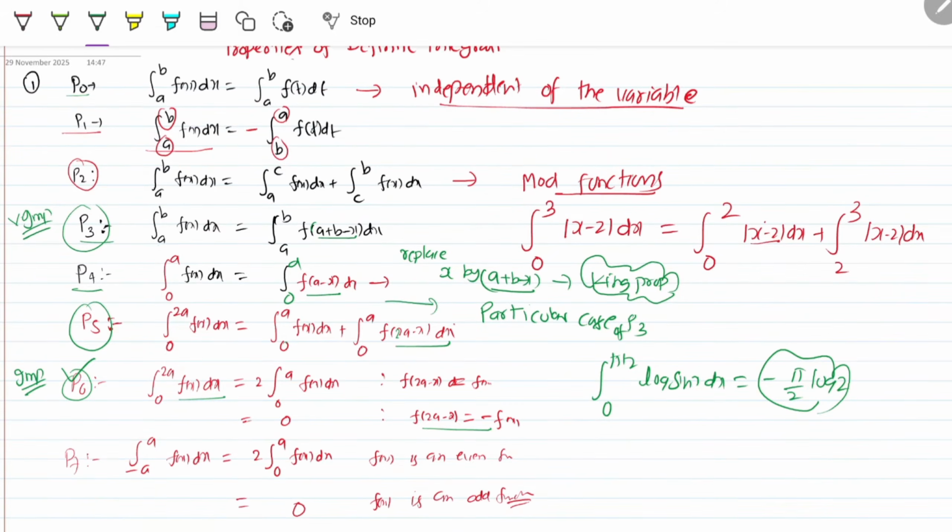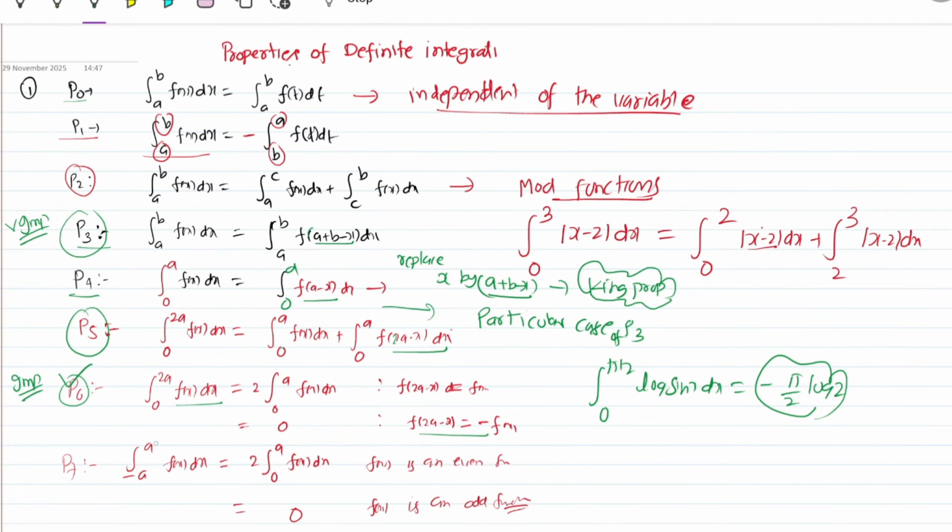Now P7. According to P7, the integral from minus a to a of f(x) dx: if your function is an even function, then it will be double the integral, and the limit will change from 0 to a instead of minus a to a. And if the function is an odd function, then it will be 0. It is also a very important property. So many MCQs you will see based on the P7 property.